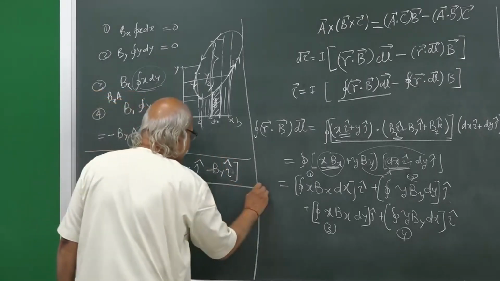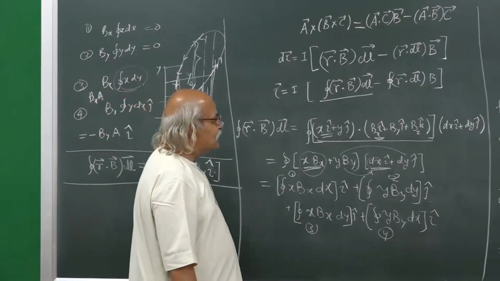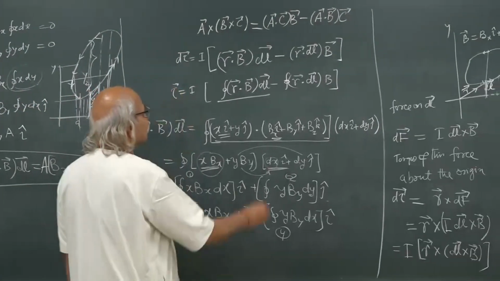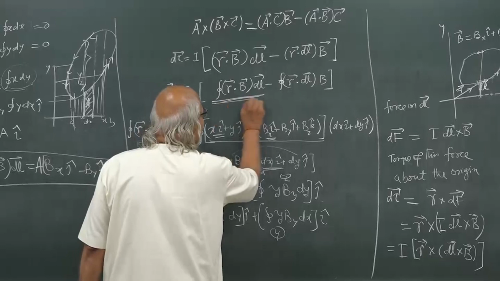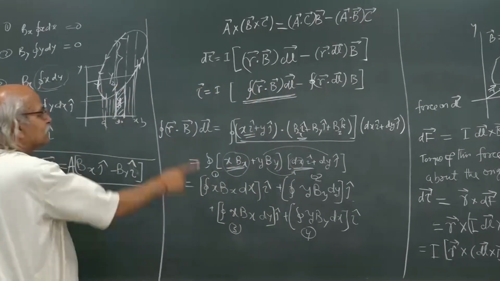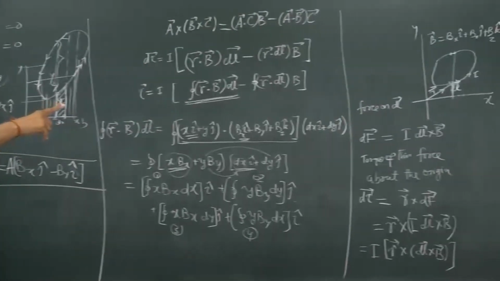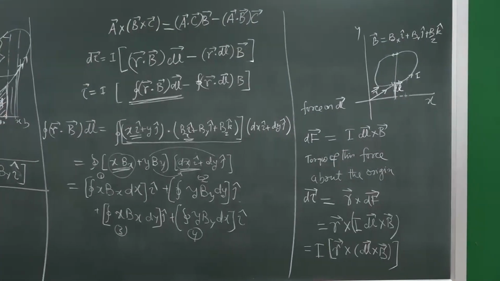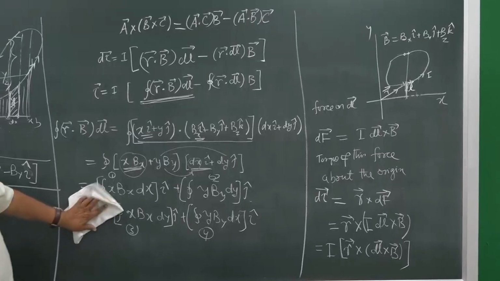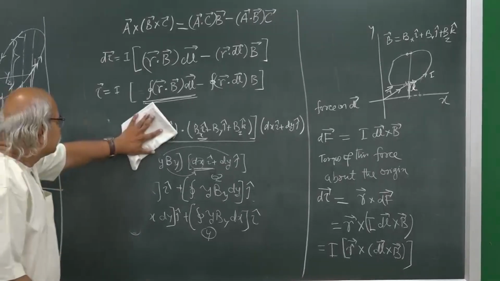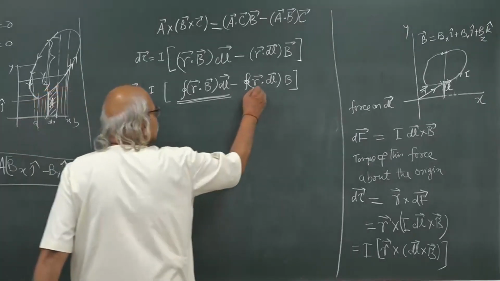Okay, what we have done? We have only done a small part of it. We have only calculated this one; the r dot dl is still there. So let's do that. Let me make some space here, and now our task is this one.